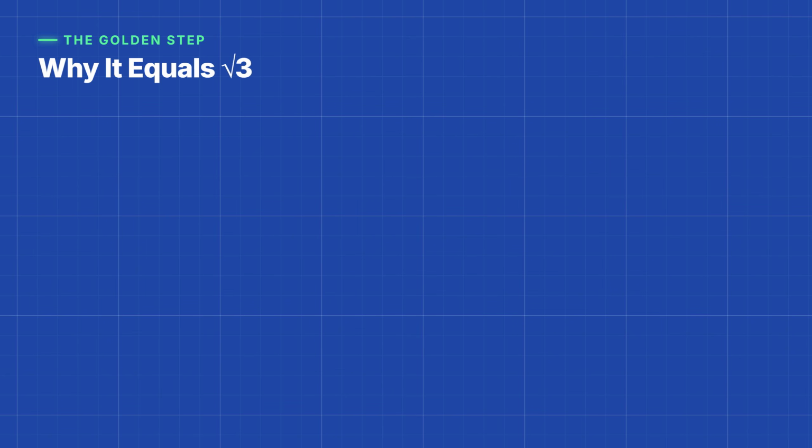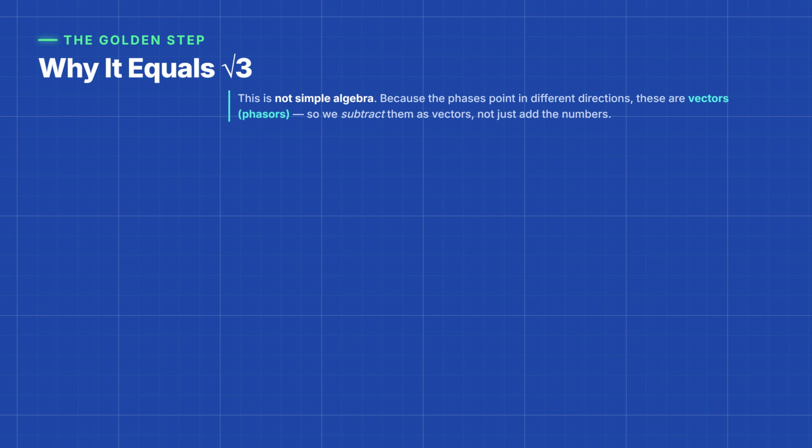So here's the golden question. Why root 3 exactly? One important thing first, this is not a simple algebra problem, because the three phases point in different directions. They're vectors, or phasors, and you have to subtract them as vectors, not just add up the numbers. Don't worry if that's new, just follow each line as it's written. We start from the standard formula for the size of the difference between two of these voltages. V line equals the square root of V phase squared plus V phase squared minus 2 times V phase times V phase times the cosine of 120 degrees.